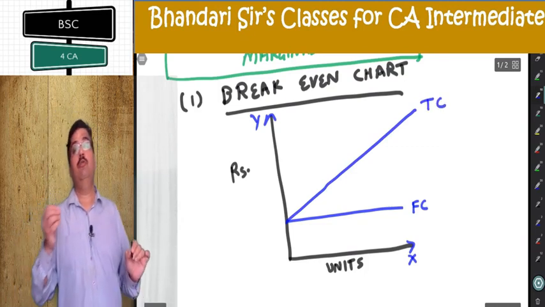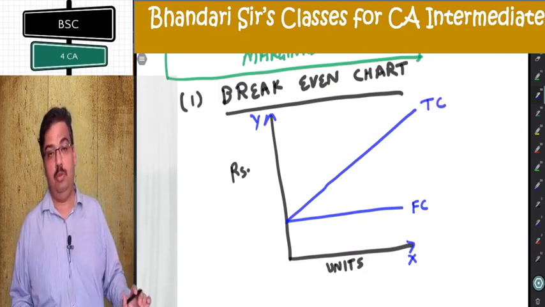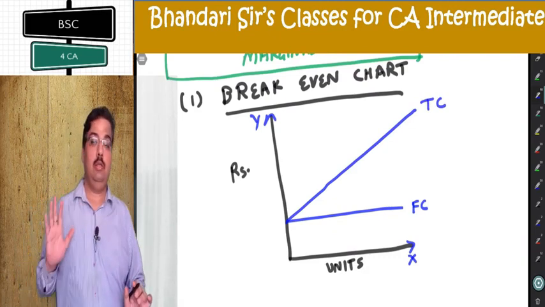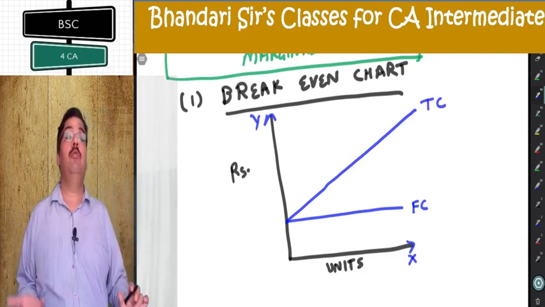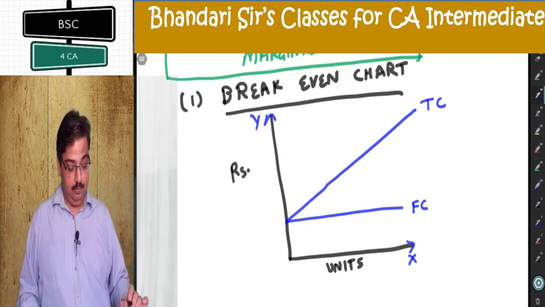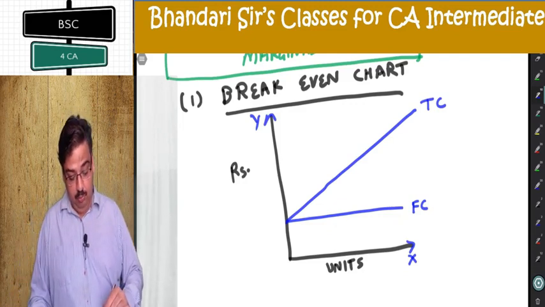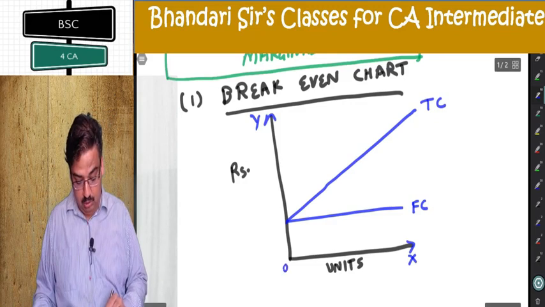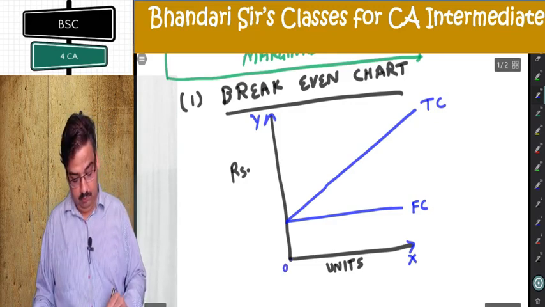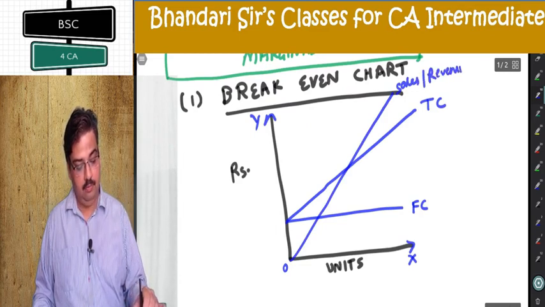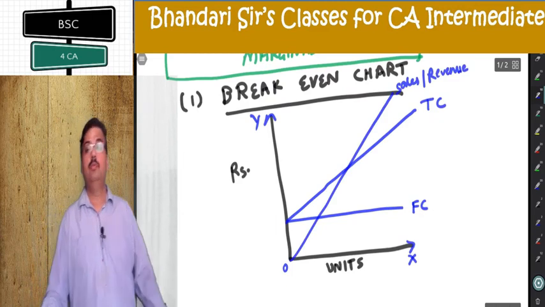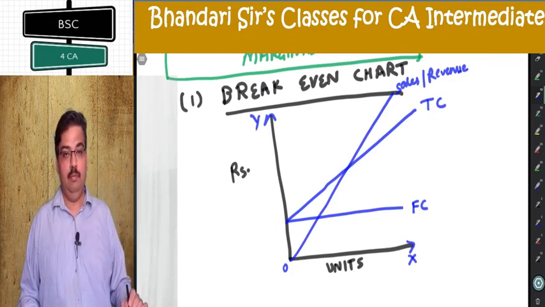Under marginal costing, we presume linear relationships. That's why they are all straight lines. There is no curve. Under economics, we study curves even for total cost or other costs. Now, sales revenue will start from the origin. This is the sales or revenue line. It is also linear, a straight line.